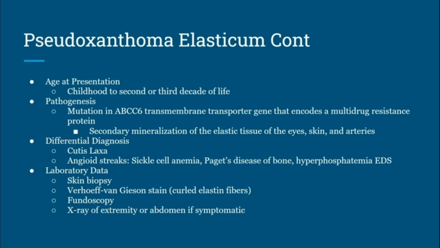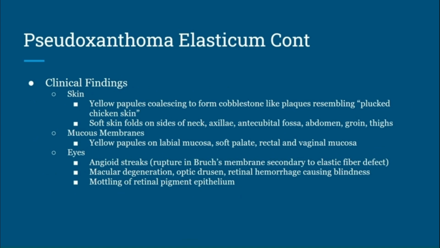Laboratory data here. Skin biopsy can be helpful to a degree, especially if you have the von Giessen stain for the elastin fibers. Fundoscopy can be helpful for ocular findings, finding the angioid streaks, and X-ray can help for the extremity or abdomen if you have a symptomatic finding with that.